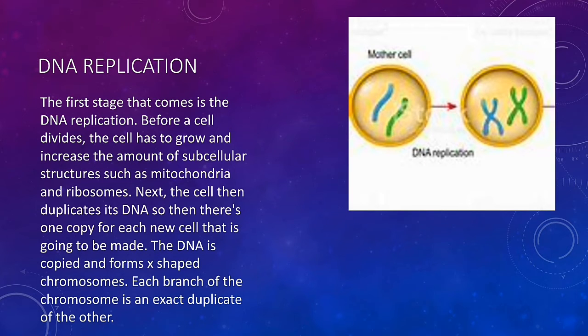The first stage that comes is the DNA replication. Before a cell divides, the cell has to grow and increase the amount of subcellular structures such as mitochondria and ribosomes. Next, the cell duplicates its DNA so there is 1 copy for each new cell that is going to be made. The DNA is copied and forms X-shaped chromosomes. Each branch of the chromosome is an exact duplicate of the other. This is the first stage of the cell cycle that you need to know.